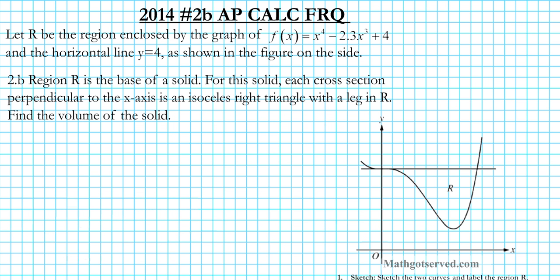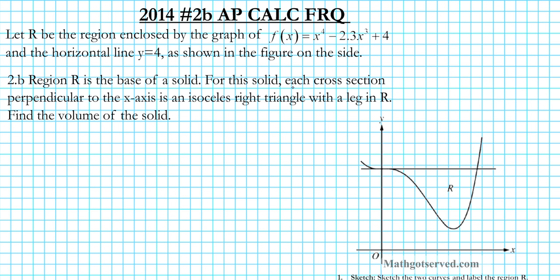All right, so this problem is question 2B of the 2014 AP Calculus free response question. It says, let R be the region enclosed by the graph of f of x equals x to the fourth minus 2.3x to the third plus 4, and the horizontal line y equals 4, as shown in the figure on the side here. Region R is the base of a solid.